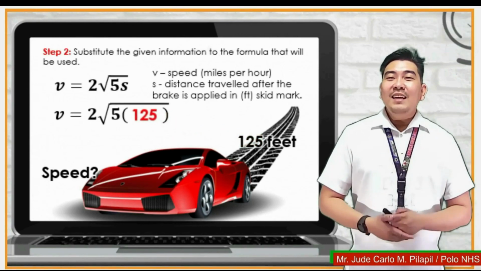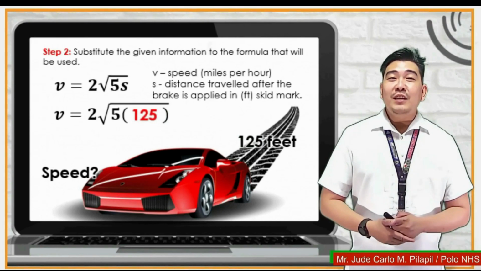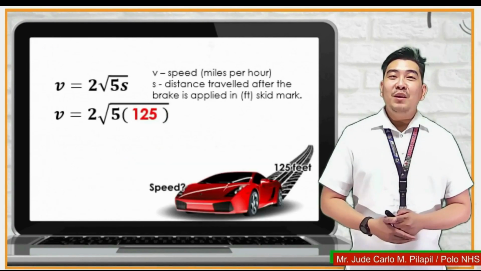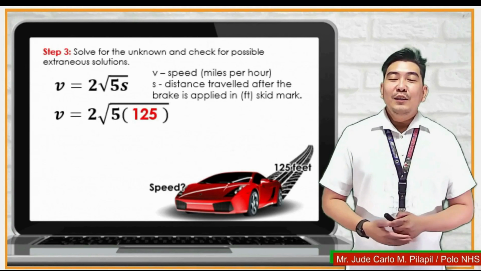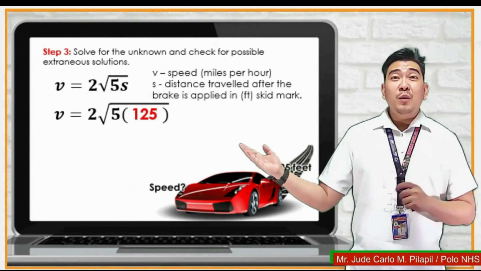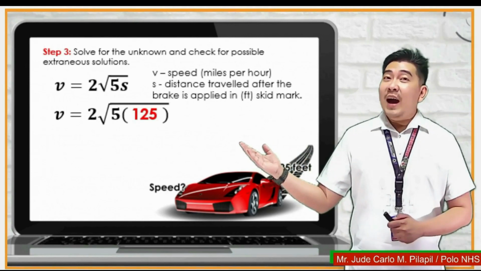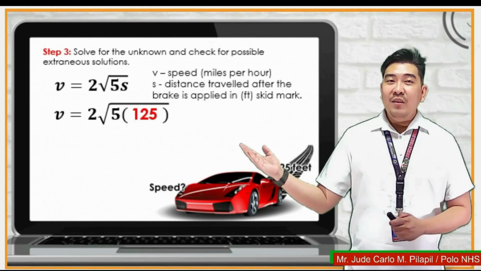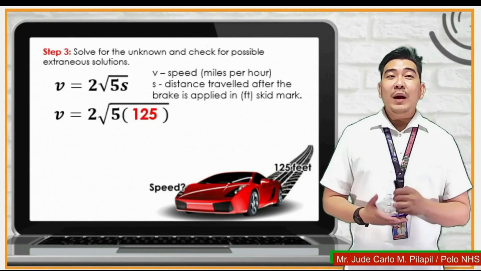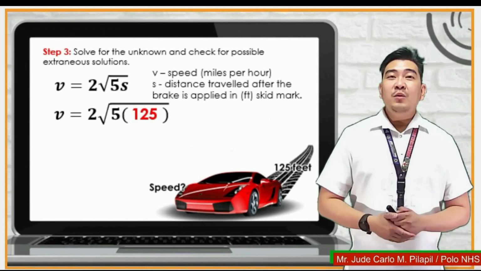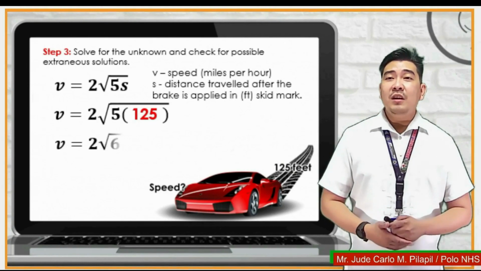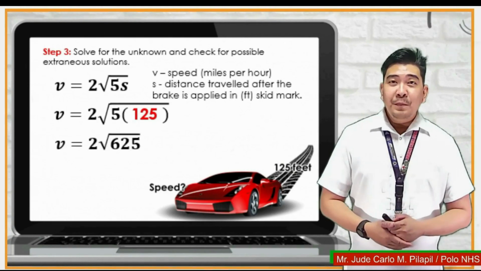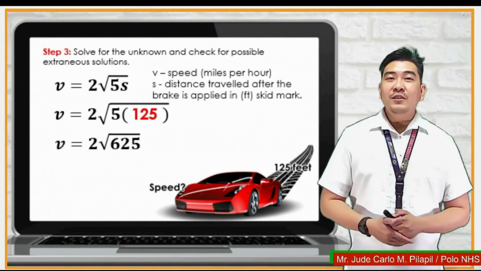There. Let us simplify the resulting equation and proceed to step number 3. So from V is equal to 2 square root of 5 times 125, multiplying the radicand 5 times 125 will give us the equation V is equal to 2 square root of 625.